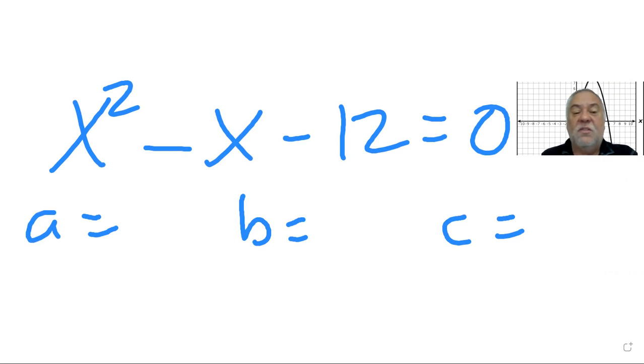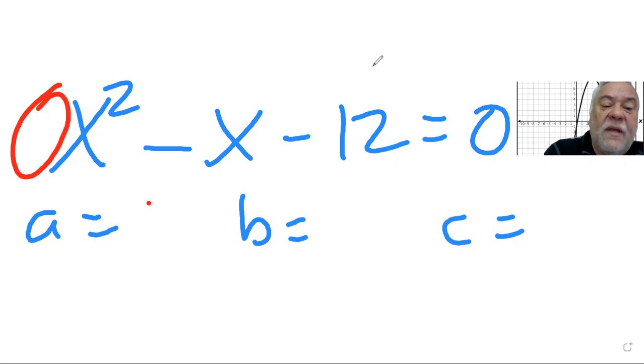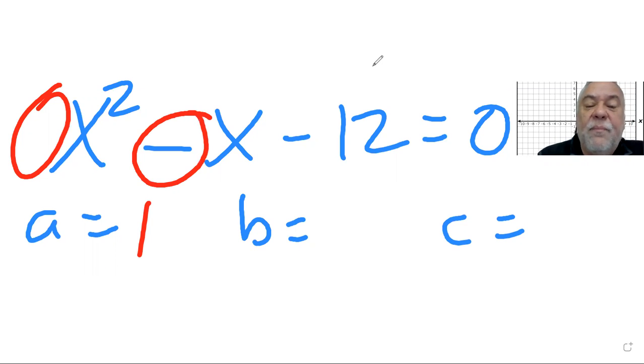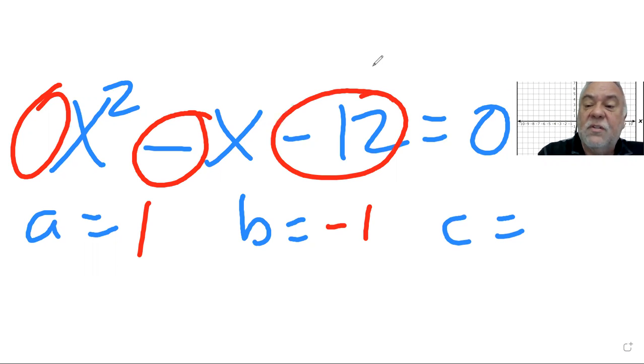If you do it this way each time, then you don't lose the signs. A, now look what's in front of the x squared term. There's nothing, so A is 1. Now look what's in front of the x term, B, it's a minus, but nothing, so it's a minus 1. Now look at the C term, it's minus 12. Okay, so 1, 1, 1, negative 1, and minus 12.